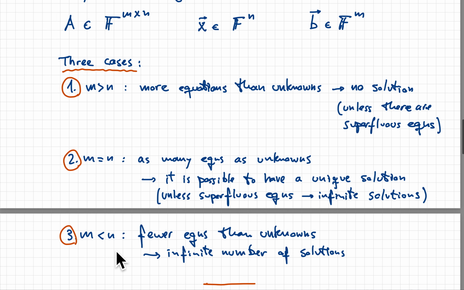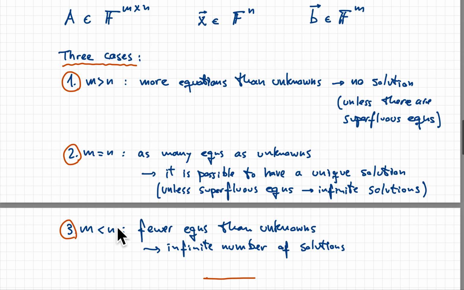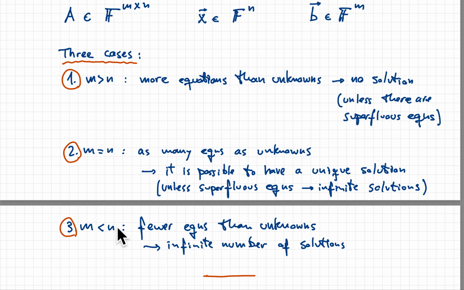And so here you have fewer equations that are known, and that means that you have an infinite number of solutions. This simply is because your equations don't manage to constrain all your variables, and some of the variables will be left to have an arbitrary value, and we'll see an example of that. And that means that you have an infinite number of solutions. So this is basically the 3 cases that you can expect to have.